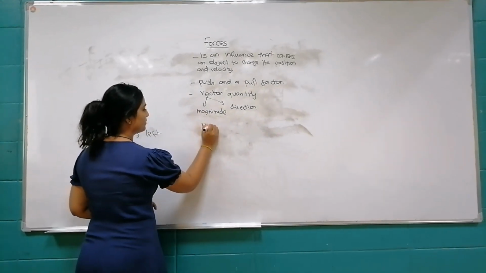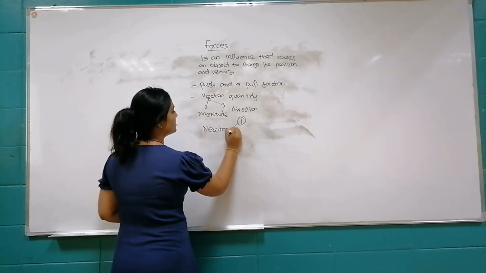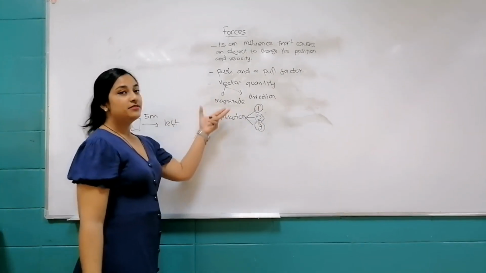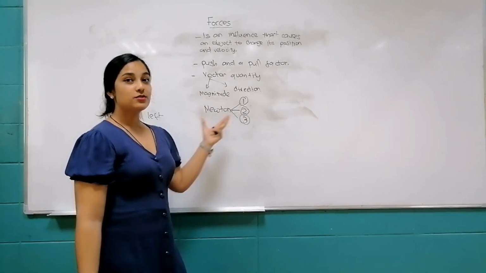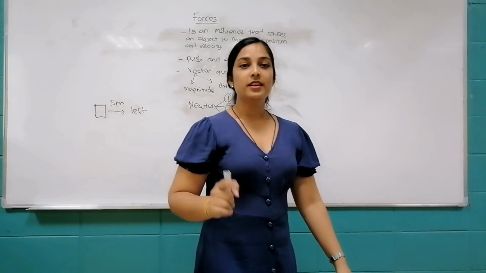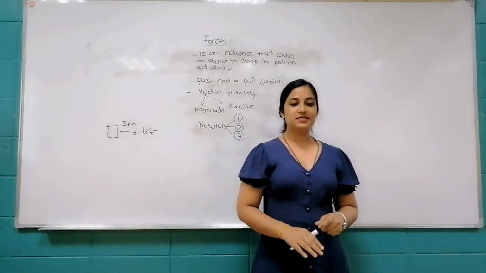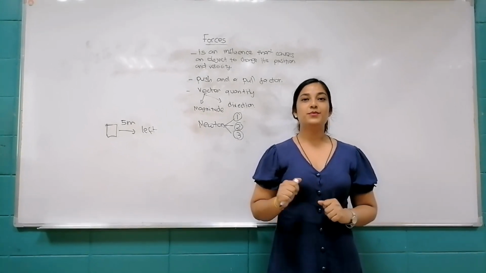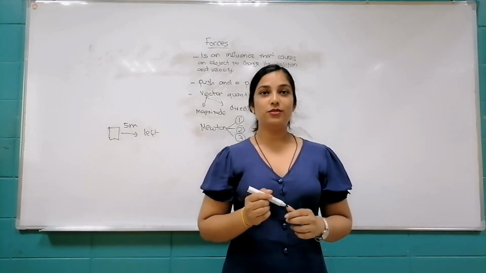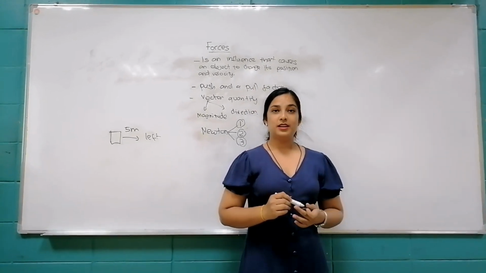Newton invented three laws: Newton's first law, second law, and third law. He invented these laws, that's why they carry his name. Newton's first law states that an object at rest will remain at rest unless acted upon by an unbalanced force. Also, an object in motion continues in motion unless acted upon by an unbalanced force.